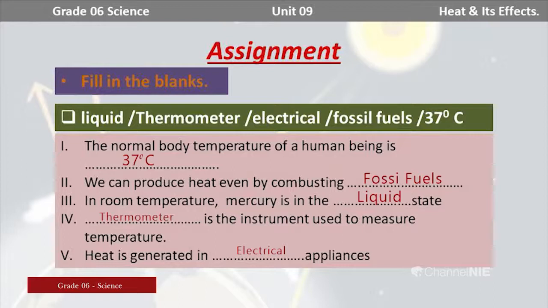Let's read them once again. The normal body temperature of a human being is 37 degrees Celsius, and we can produce heat even by combusting fossil fuels. In room temperature, mercury is in the liquid state. Thermometer is the instrument used to measure the temperature. So, write capital T when you are writing thermometer. Heat is generated in electrical appliances. Right, now we have completed that assignment.